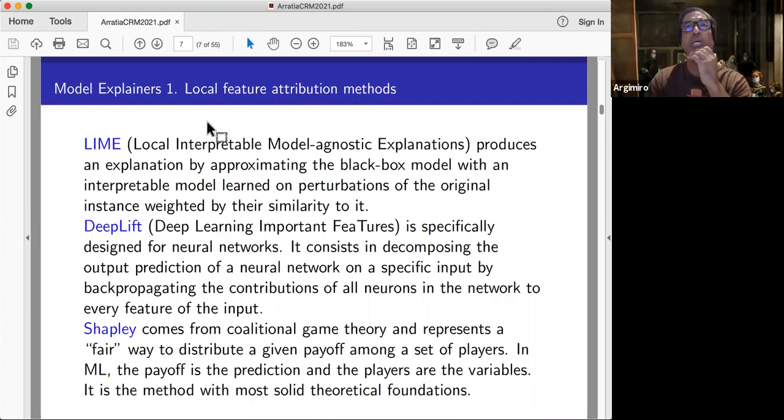And then there is DeepLIFT, which is Deep Learning Important FeaTures, which is specifically for neural networks, and you decompose the output prediction. The neural network proceeds by doing all this gradient descent, backward propagation, and then forward imputation.